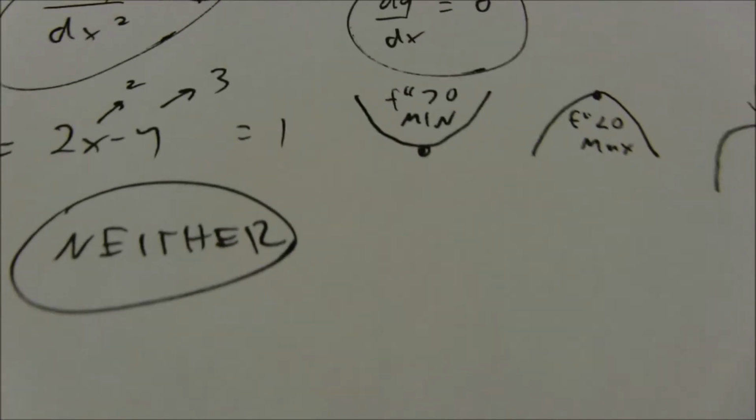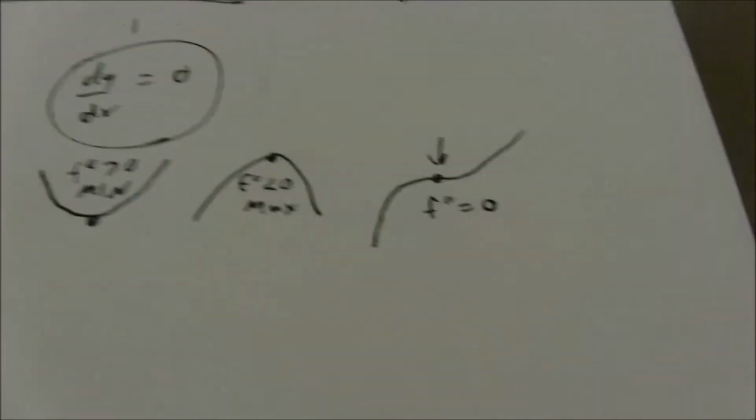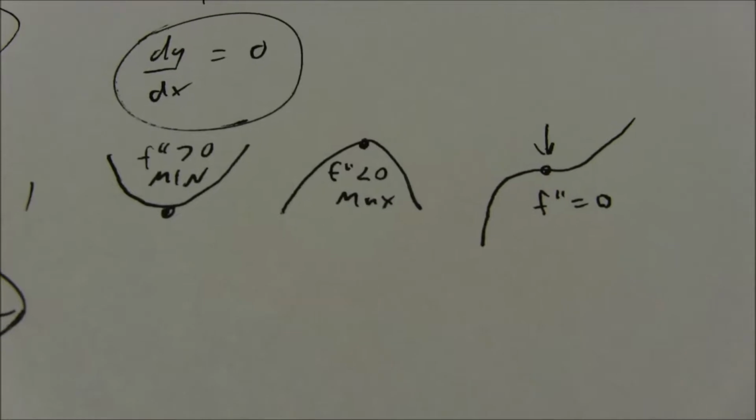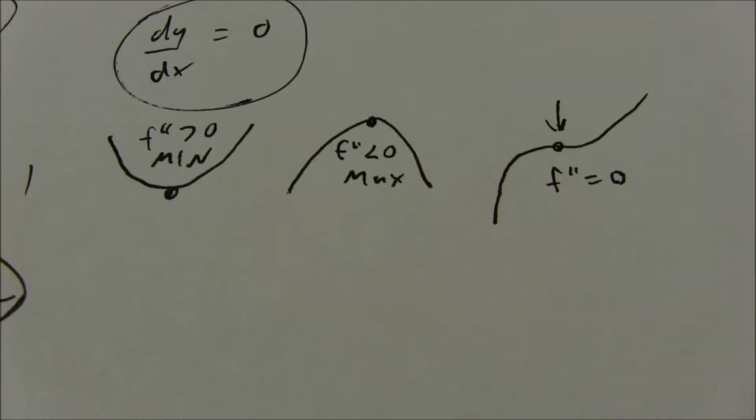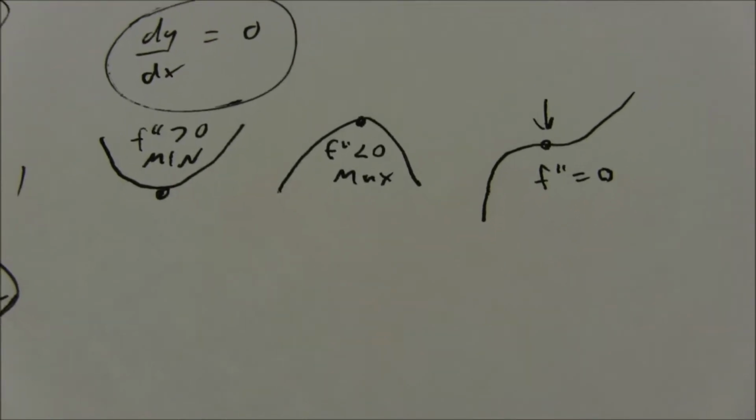Now, most of the time, they will give you something where the derivative is 0, and then you're doing this check. If the first derivative is 0 and the second derivative is positive, you have a relative minimum. If the second derivative is negative, you have a relative maximum.